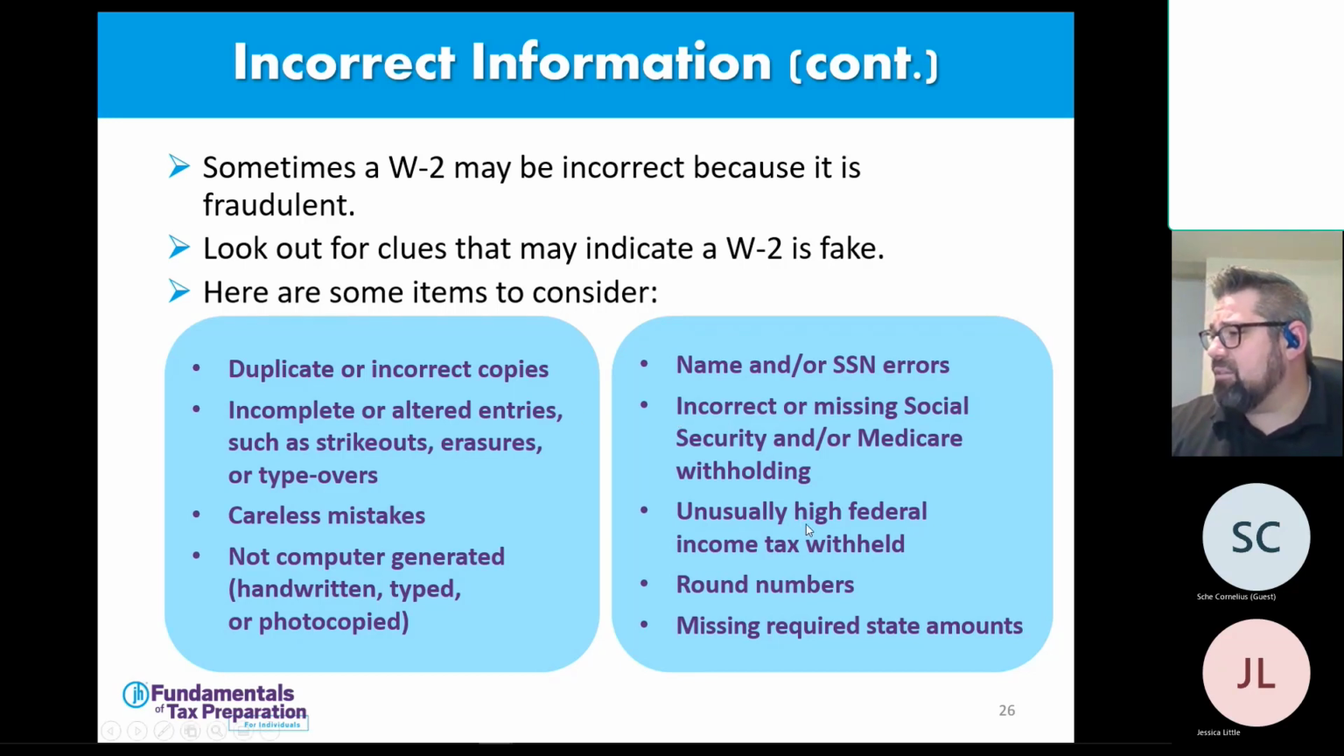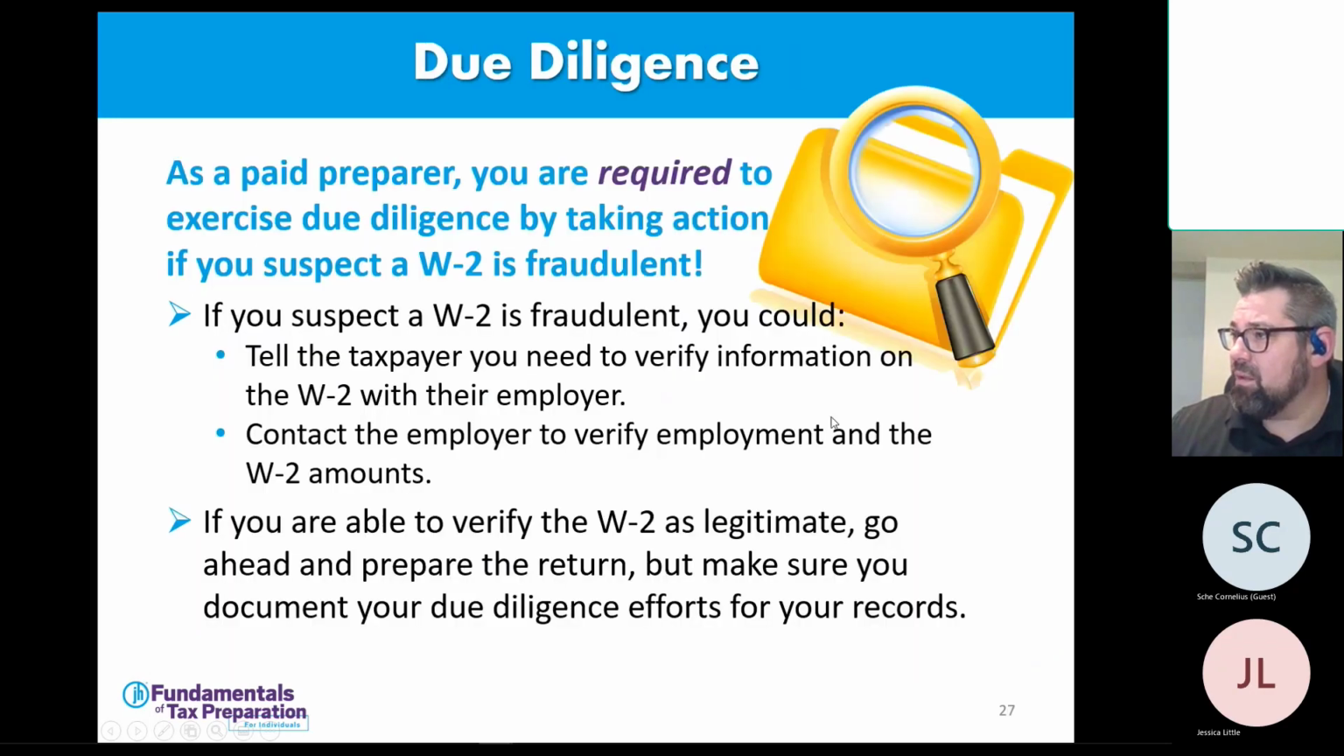Another thing would be an unusually high federal income tax withheld. Let's say the person made $20,000 throughout the year, but they had $10,000 in withholdings for federal. That's not right. I mean, it's possible, but in any circumstances I've ever seen, something's going on there that's a problem, and so it needs to be addressed. And it does say that the round numbers here and missing state amounts are a red flag too.